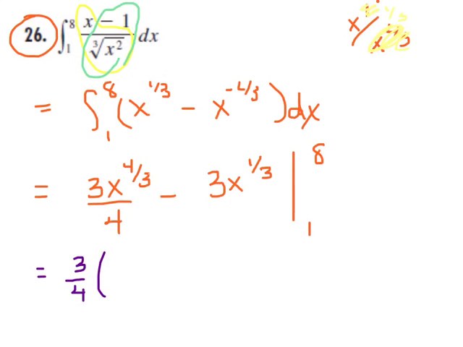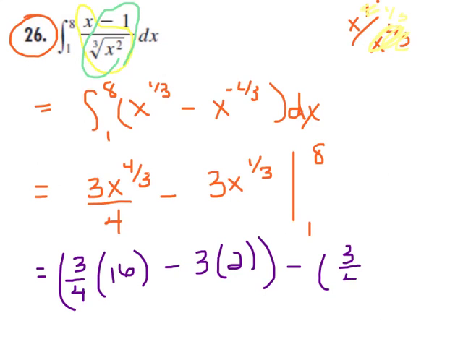Okay, so how do you do 8 to the 4/3 in your head? What you want to do is you want to take 8, you want to cube root it, and then you want to raise that to the 4th. Okay, 8 cube rooted is 2. 2 to the 4th is 16. Alright, next. 3 times 8 cube rooted. And then we want to put in the 1. 3/4 times 1 to anything is 1, minus 3 times 1 to anything is 1.